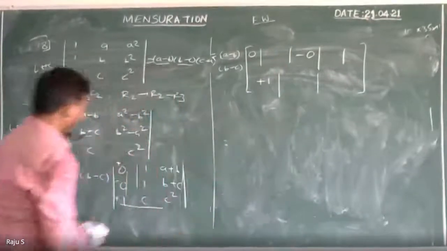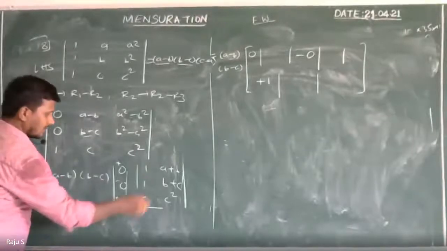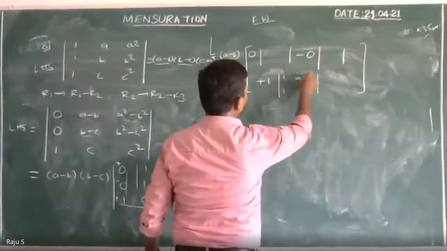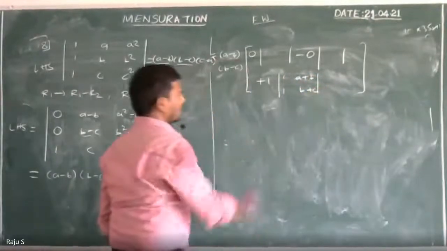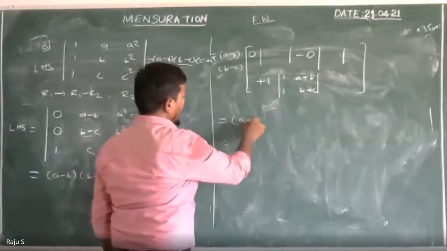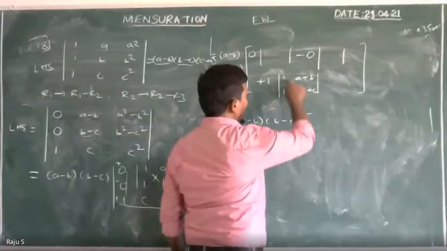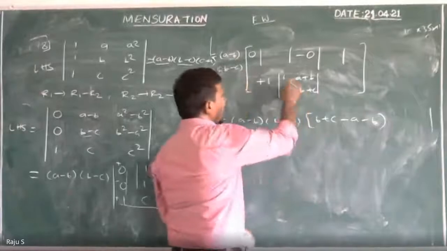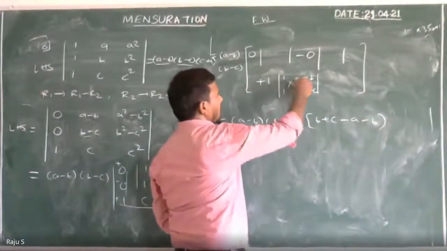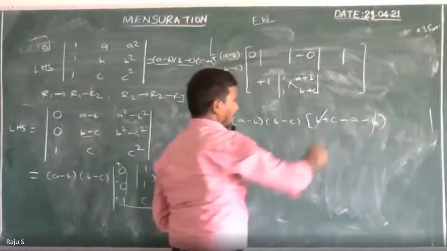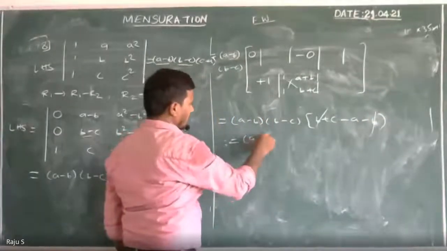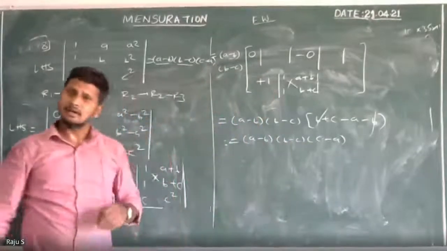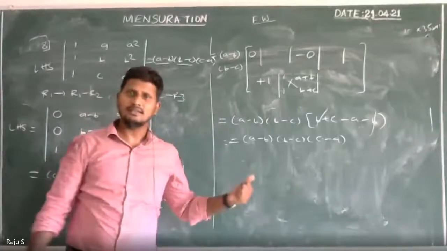Now here, plus 1 is there. 1 1 1 1. A plus B, B plus C. That's it. Now AD minus BC. So this is A minus B, B minus C into AD minus BC. So B plus C minus A minus B. Am I right? AD minus BC, minus A minus B. Anything cancel? Yeah, get this cancel. So this is equal to A minus B, B minus C, C minus A. That's it. This is the required RHS.